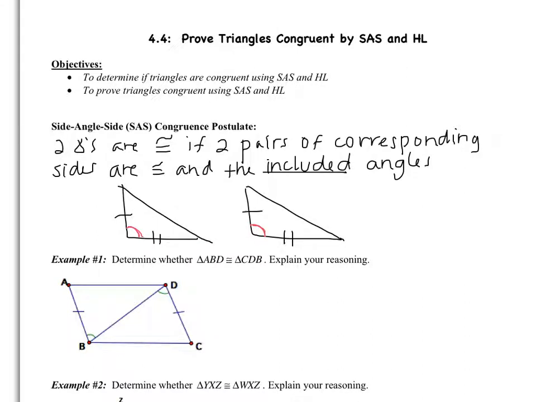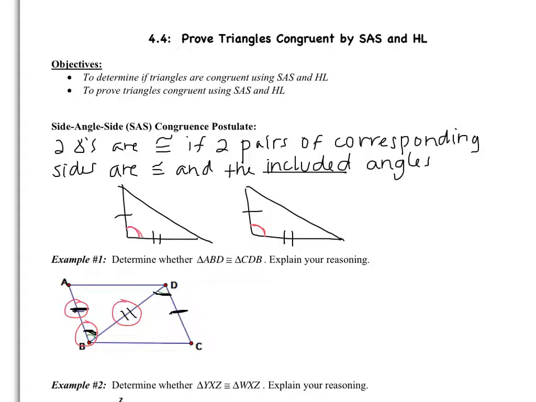So let's look at example 1. It says determine whether triangle ABD is congruent to triangle CDB. Right now I have one pair of congruent sides, AB and DC. I have one pair of angles. I also have this other pair of sides, the side in the middle that's within both triangles. So now I have SAS, with the angle in the middle.